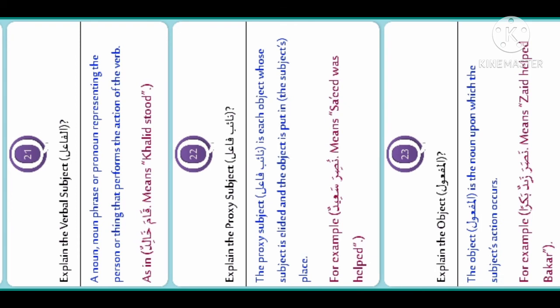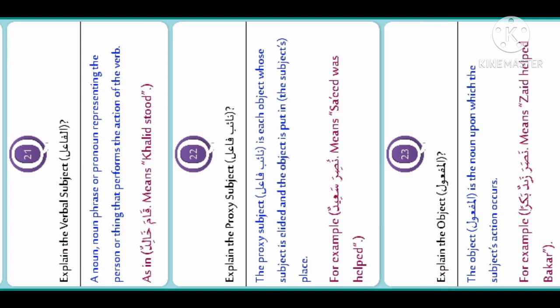Explain the verbal subject, al-fa'il. A noun phrase or pronoun representing the person or thing that performs the action of the verb. As in, qama khalidun. Qama khalidun means Khalid stood.